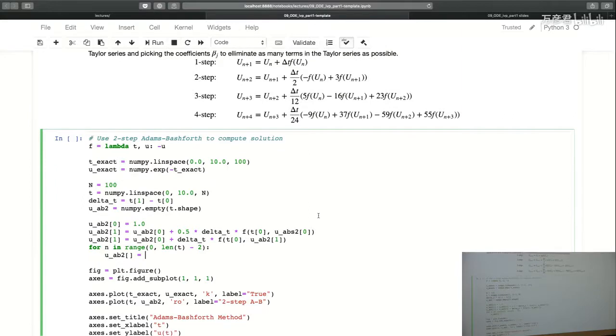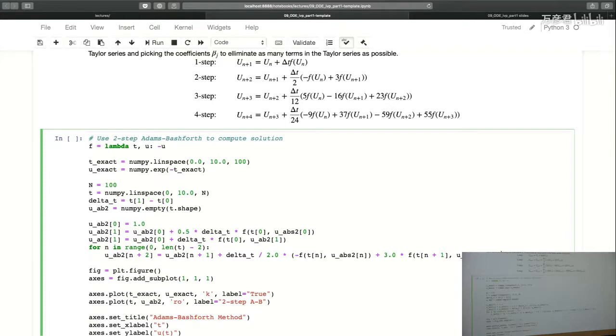We have Runge-Kutta has given us our first time step, and from now on we're going to use the formula up here. So I'm going to do UAB2 at n plus 2 is equal to UAB2 at n plus 1, plus delta t divided by 2 times minus f evaluated at t n, UAB2 n, plus 3 times f evaluated at t n plus 1, UAB2 n plus 1. So by doing this indexing in particular, I've made sure that whatever my rule above is, it looks like it does in the code.